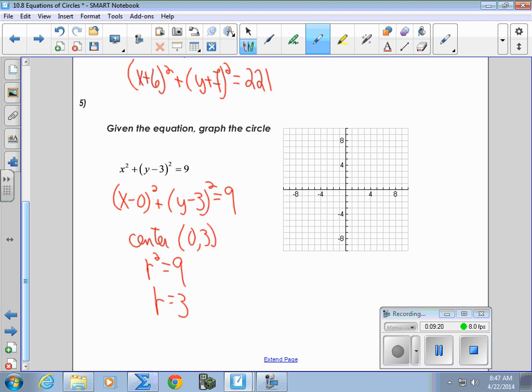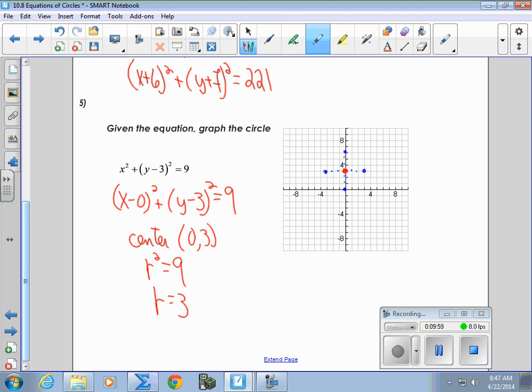Once we have our center and the radius, then we'll plot our points and draw a circle. So our center is at 0 and 3, so we're at 0 and 3 here. And we have a radius of 3. My suggestion is for you to go up 3 units, 1, 2, 3 units, down 3 units, 1, 2, 3 units, to the right of the center 3 units, 1, 2, 3 units, and to the left 1, 2, 3 units.